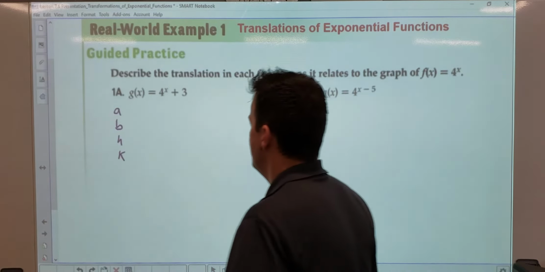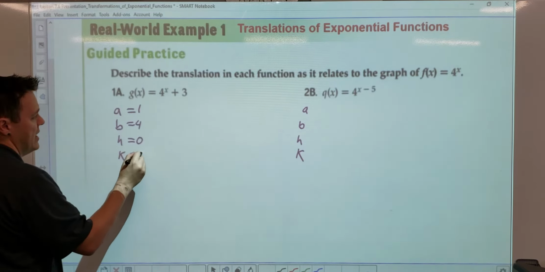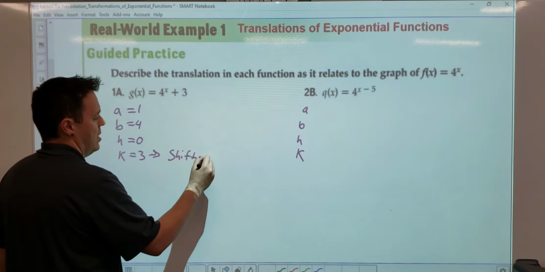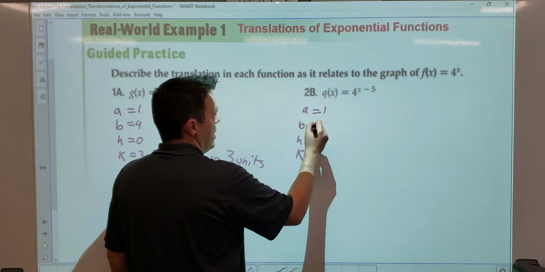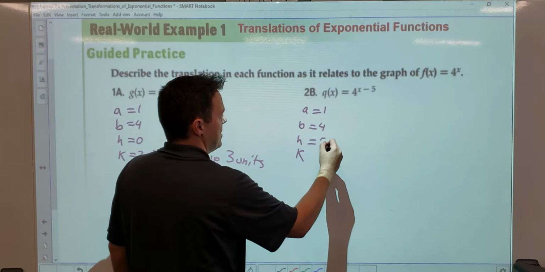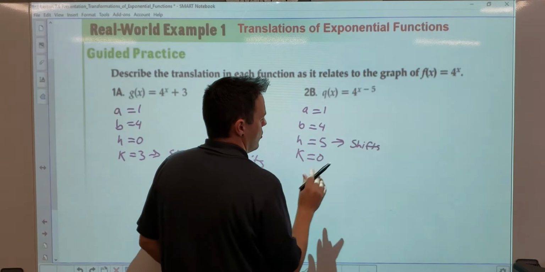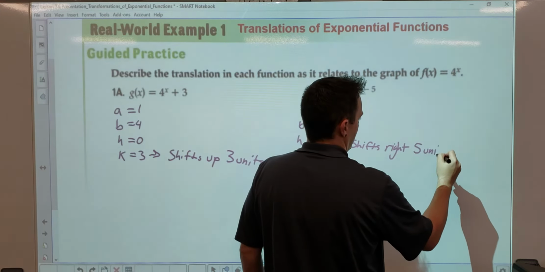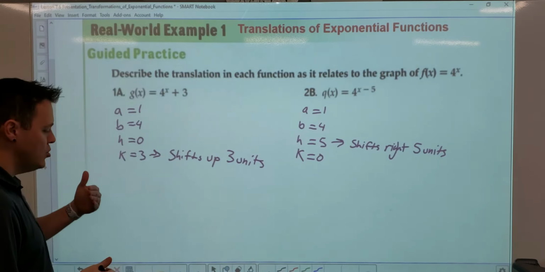All right, so what you guys need to know is the a here is 1, b is 4, h is 0, and my k is 3, which means this shifts up 3 units. Okay, and this one here is going to be a 1, 4, and then my h is already x minus, which is like it's supposed to be, so this is a positive 5. k is 0, so this shifts right 5 units. If you're struggling with it, back up, try it again. Use the sliders.